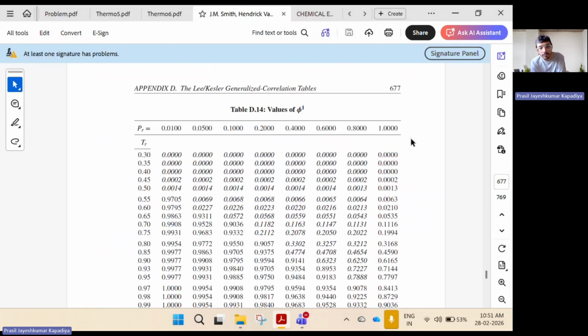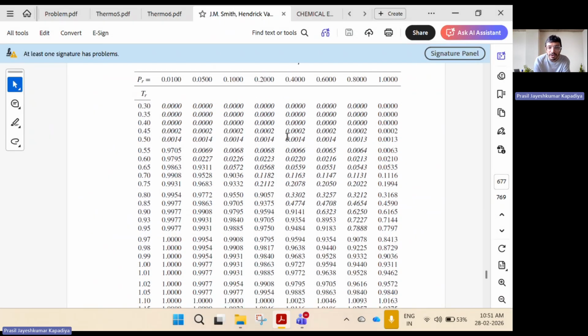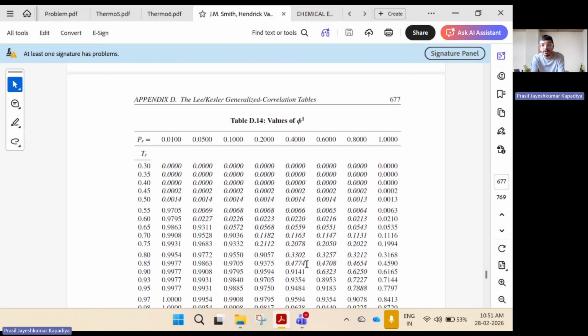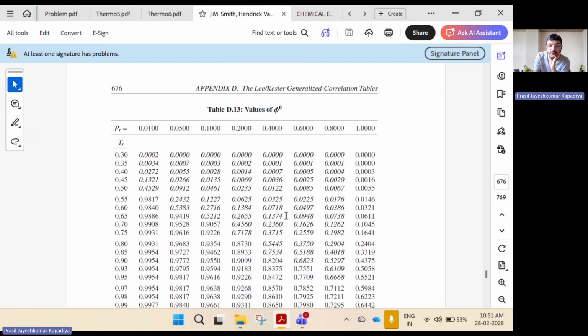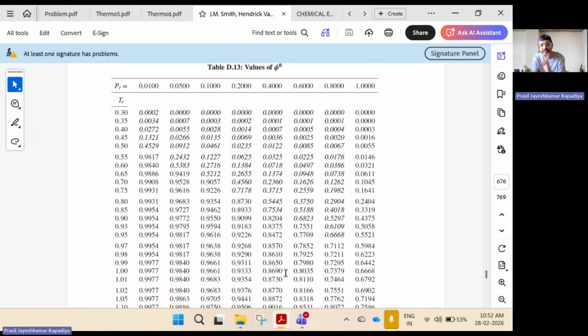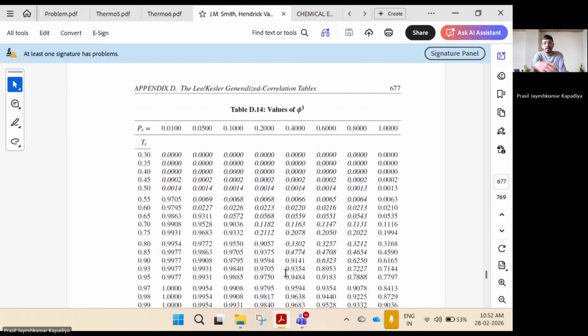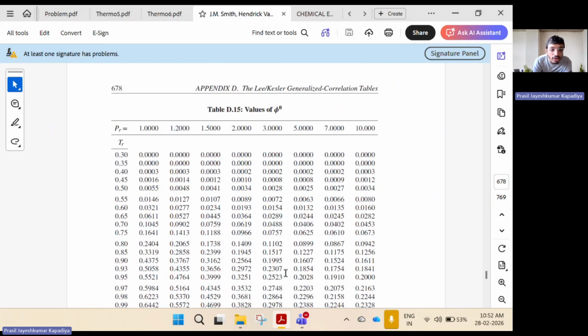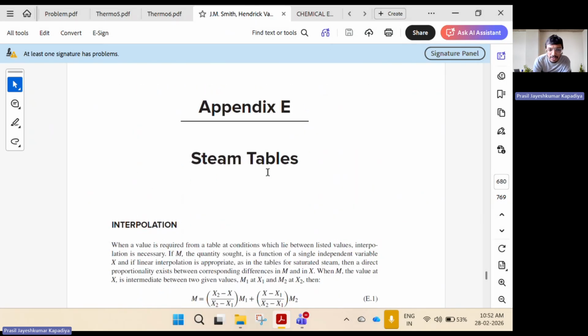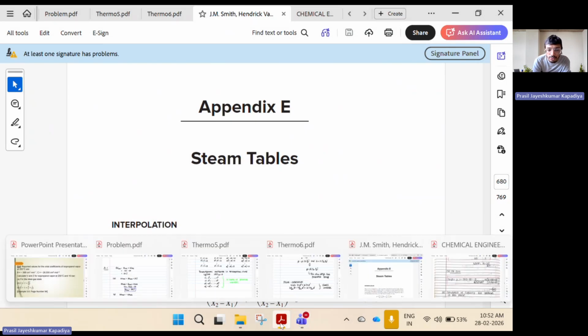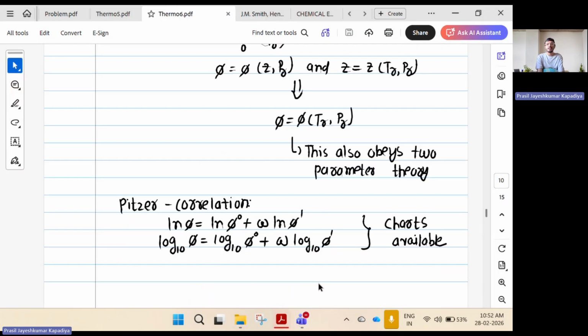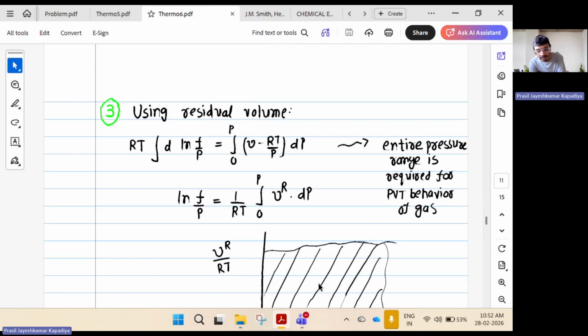So let's say I know the value of PR as 0.4 and the value of TR as 1. So what will I have? I will have the phi 0 value as 0.9727, and my phi 1 value is something like 0.8690. So this is how we can use these tables for various temperature and pressure conditions. This is very important to know and use. We will see some numericals based on this concept on how to use these charts in the next class. So this we will keep for the next class.